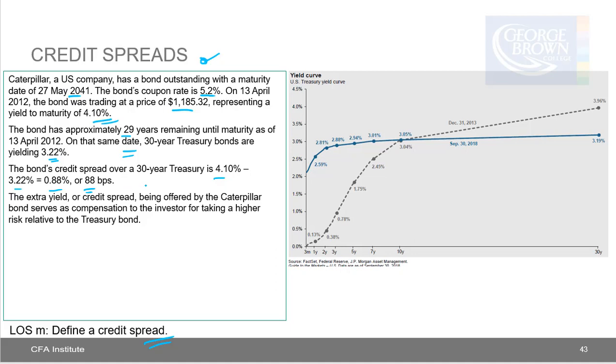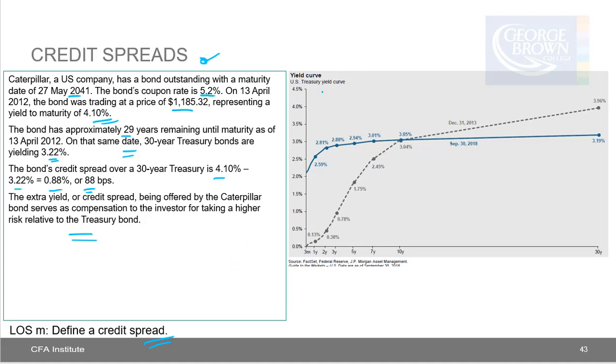or as I mentioned, 88 basis points. 100 basis points equals 1%. So 0.88% equals 88 basis points. So the extra yield or credit spread being offered by the Caterpillar bond serves as compensation to the investor for taking a higher risk relative to the Treasury bond.